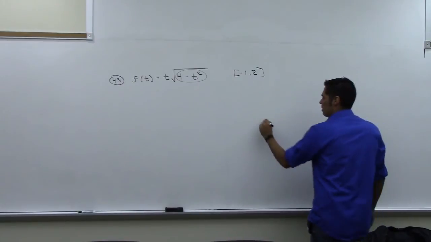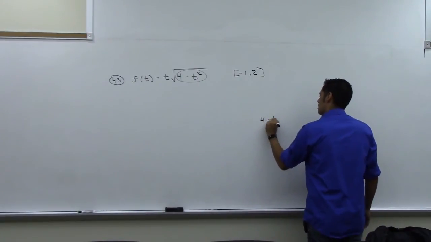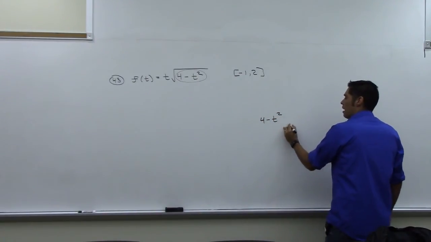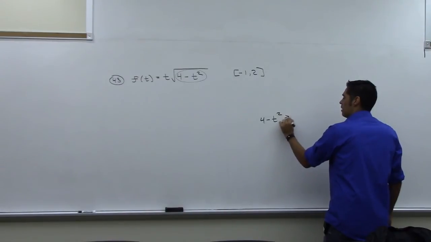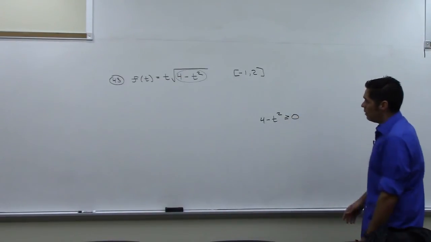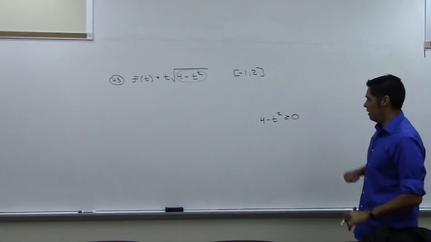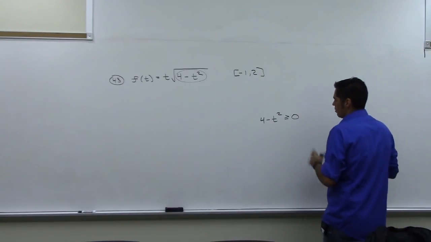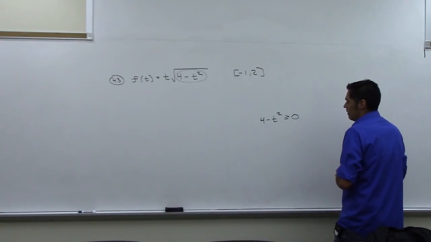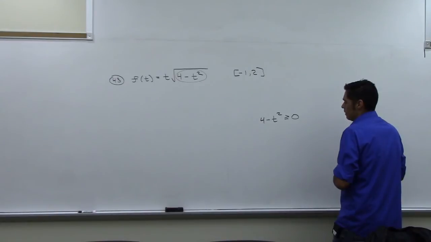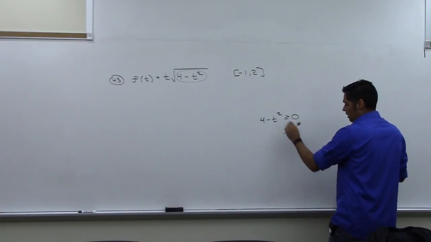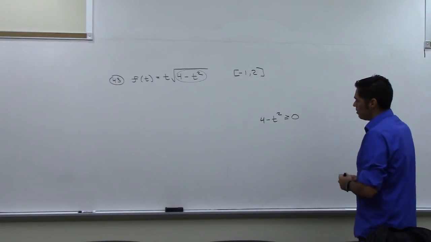Can it? Well, what about 4 minus t squared? I want that to always be bigger than or equal to 0, right? I don't want it to be negative, so this is what I do want it to be. And there's so many different ways to look at this. This goes back to what your knowledge of solving quadratic inequalities is. Let me do it this way.